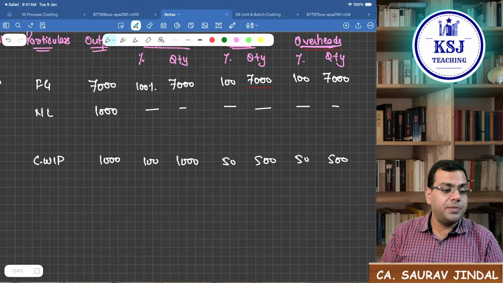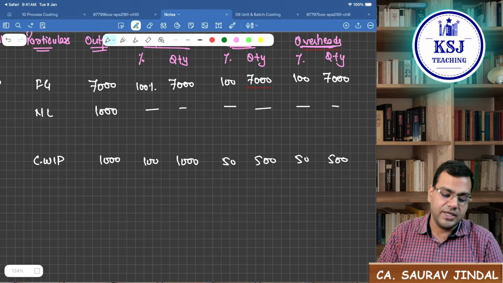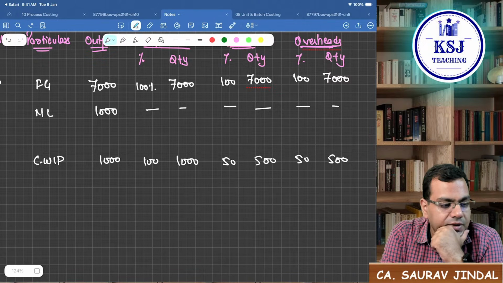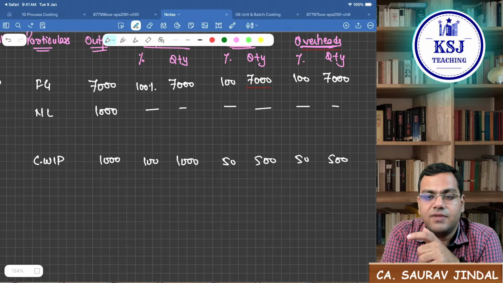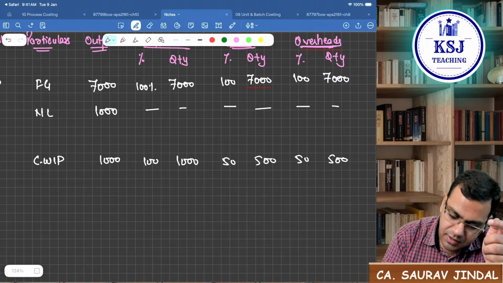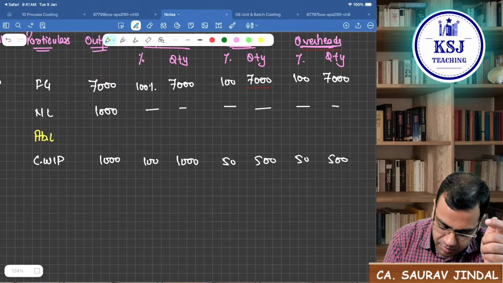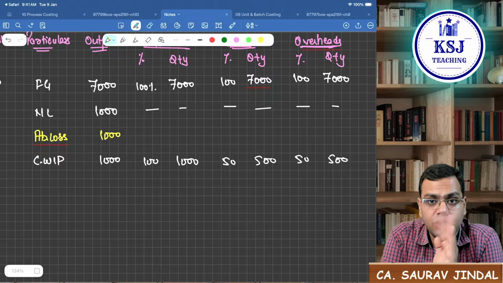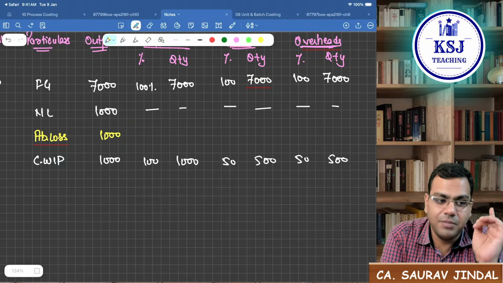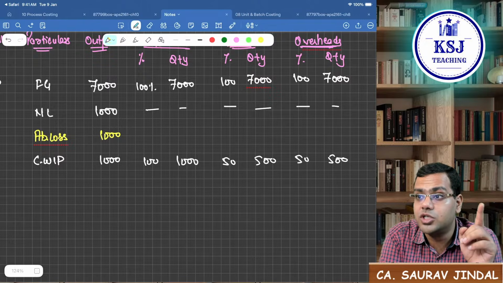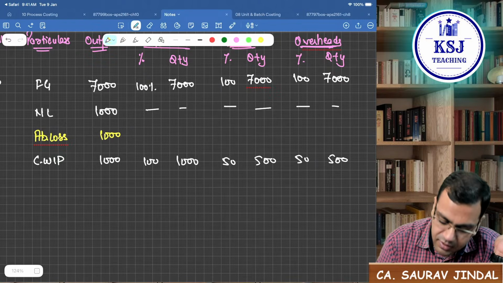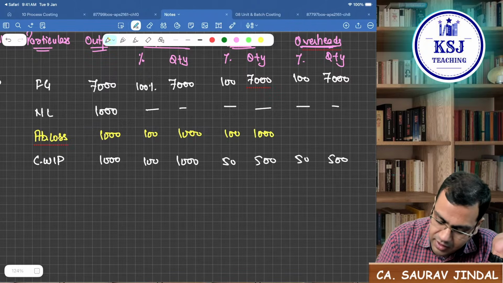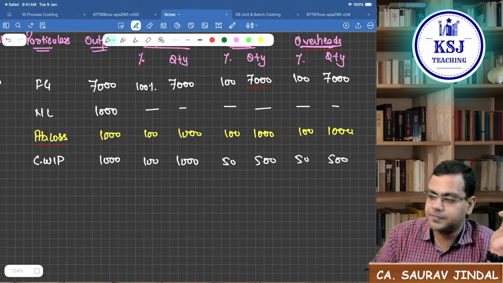Now, input should be equal to your output. Your output is 9,000 units: 7,000 finished, 1,000 normal loss, 1,000 is your closing WIP. So what else will be there? The remaining 1,000 will be your abnormal loss. Now, what are the rules for abnormal loss? As I told you, if it is given in the question, well and good, you will take that degree of completion. But if the degree of completion is not given in the question, then what will you take? 100%, sir. Very simple. So 100%, 1,000. Clear?